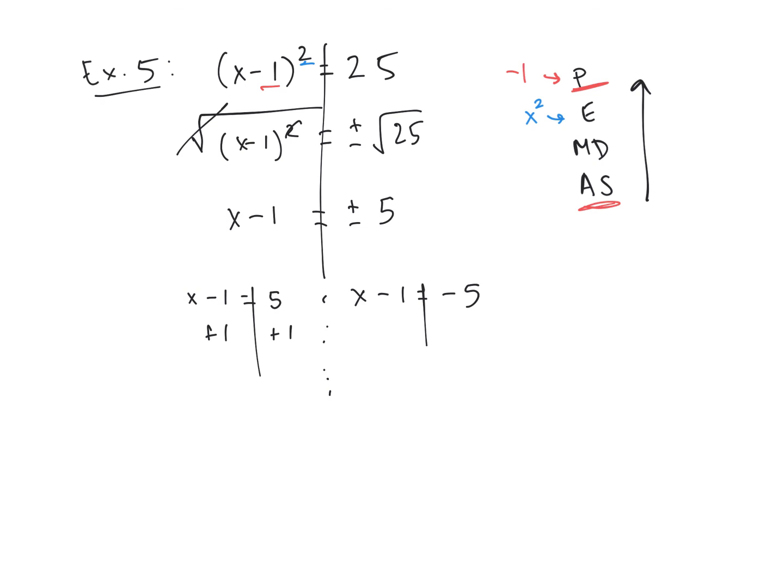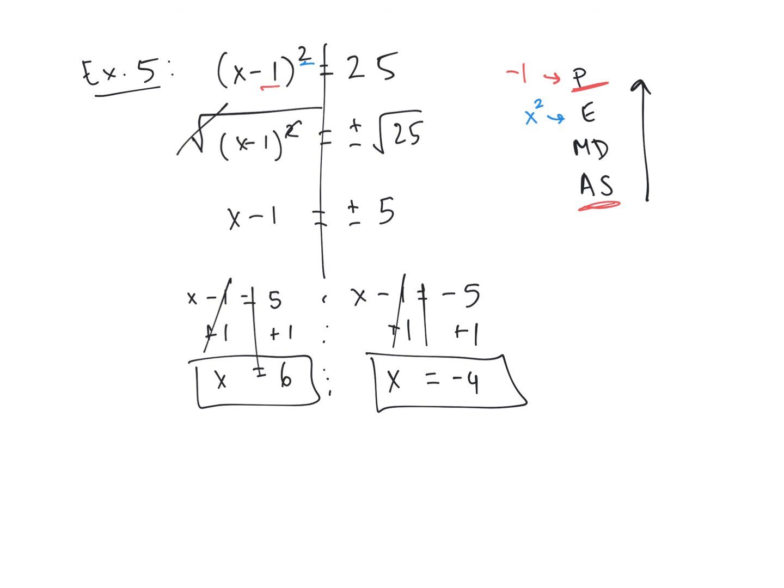So in the first one, adding the 1 to both sides, I'm left with x equals 6. The second one, adding the 1 to both sides, and I'm left with x equals negative 4. So my two answers here would be x equals 6 and x equals negative 4.